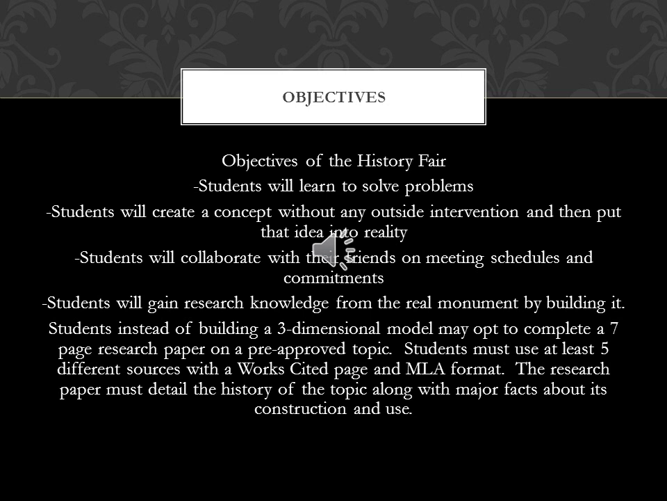Students, instead of building a three-dimensional model, may opt to complete a 7-page research paper on a pre-approved topic. Students must use at least 5 different sources with the works cited page in MLA format. The research paper must detail the history of the topic along with the major facts about its construction and use.